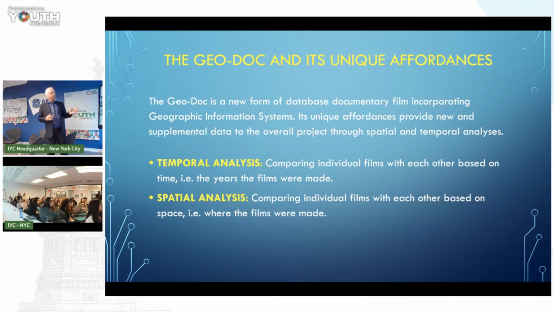So what does that mean? Well, temporal analysis is comparing individual films with each other based on time, i.e. the years the films were made. Spatial analysis compares individual films with each other based on space, that is, where the films were made. And I'll show you an example of how this works. Next slide.